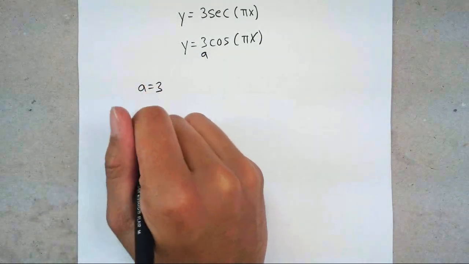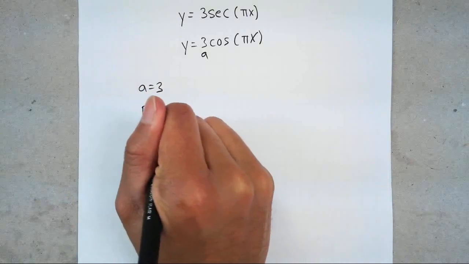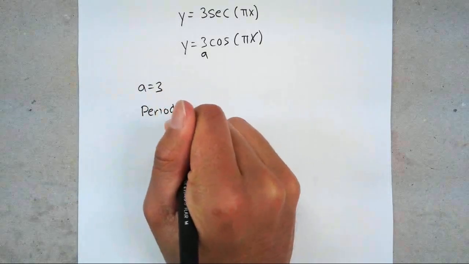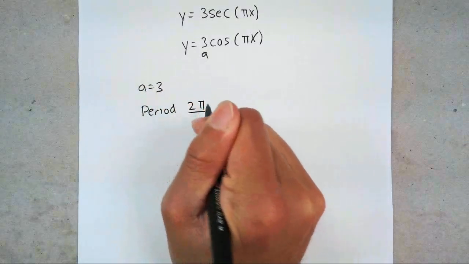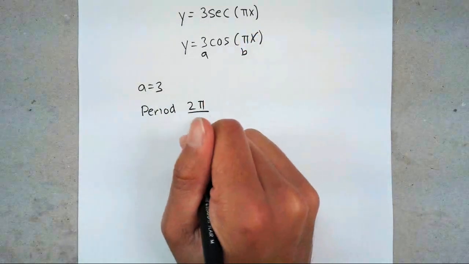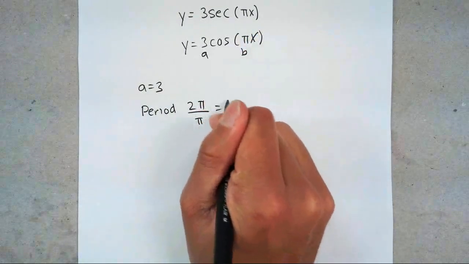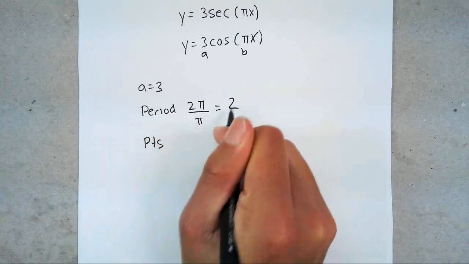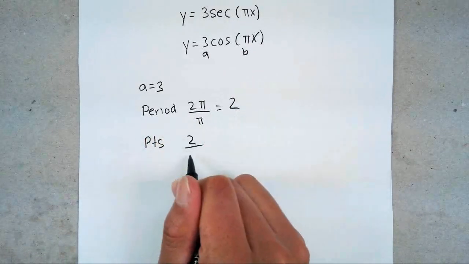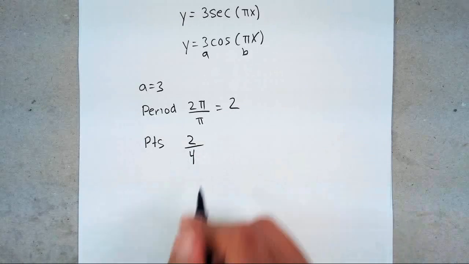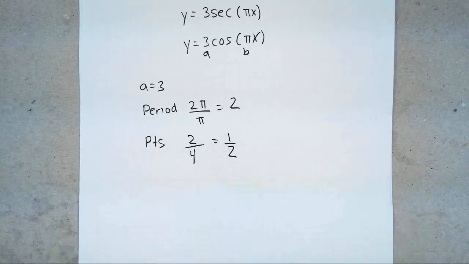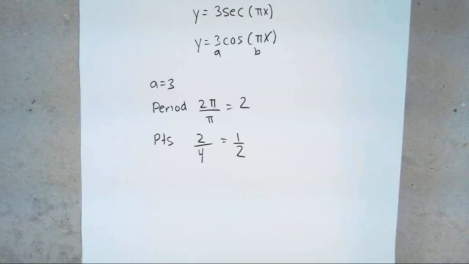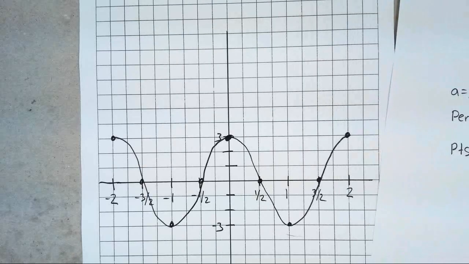Your period is 2 pi over your b, which is the number in front of x, which is pi. Simplify that, it gives you 2. The next step is you have to figure out the points, and you're going to take your period that you have, which is 2, and divide it by 4 because it's 4 spaces, which gives you a half. So because it's the same exact one that we did on the last video, I went ahead and kept it.